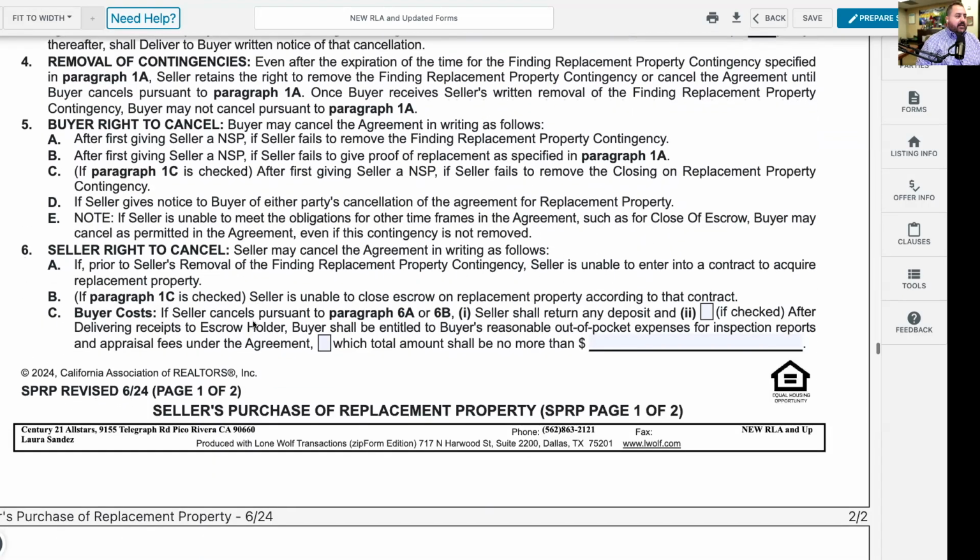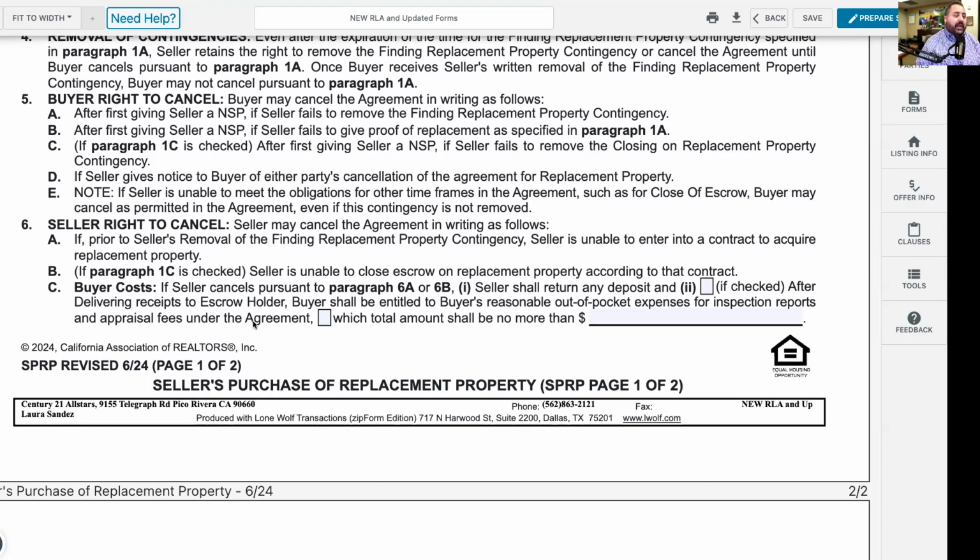All right. Seller's right to cancel. Seller may cancel the agreement in writing as follows. A, if prior to seller's removal of the finding replacement property contingency, seller is unable to enter into a contract to acquire replacement property. B, if paragraph 1C is checked, if seller is unable to close escrow on replacement property according to that contract. Buyer costs. If seller cancels pursuant to 6A or B, seller shall return any deposit, and if checked, after delivering receipts to escrow holder, buyer shall be entitled to buyer's reasonable out-of-pocket expenses for inspection reports and appraisal fees under this agreement, which total amount shall be no more than.